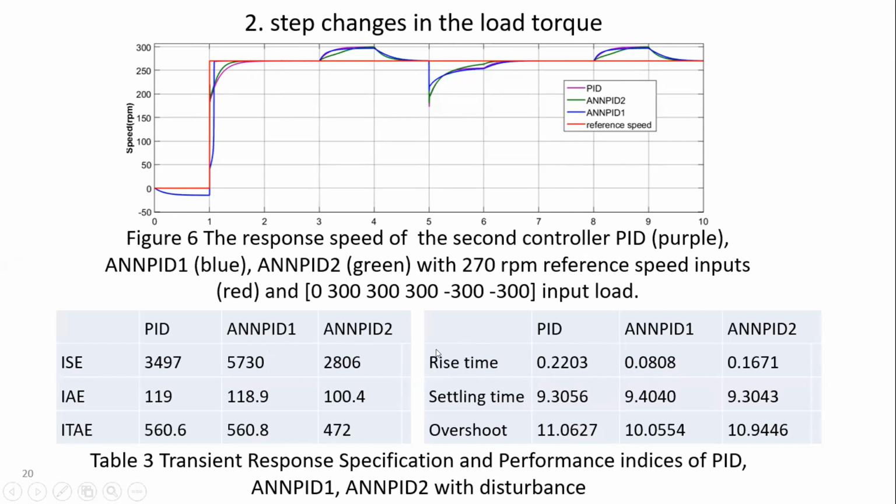We also see that the proposed ANN-PID2 has the smallest values of all performance indices, where the ANN-PID1 has the smallest values of the rise time and overshoot.